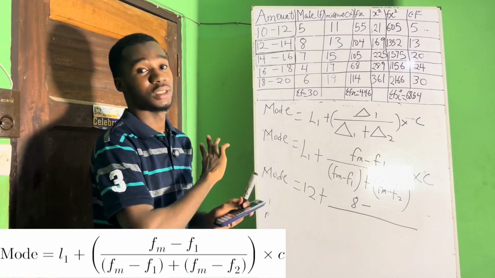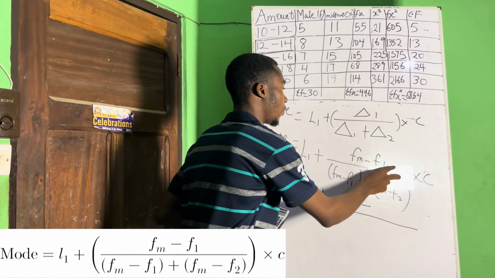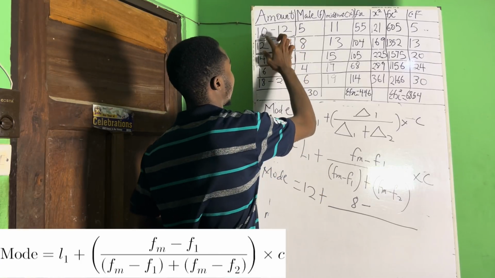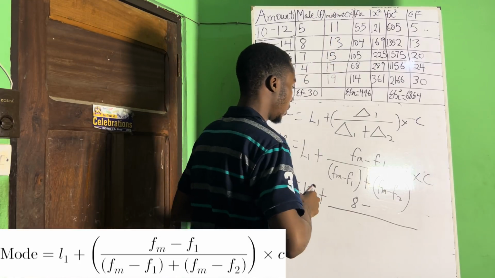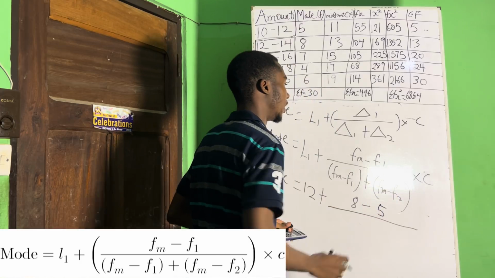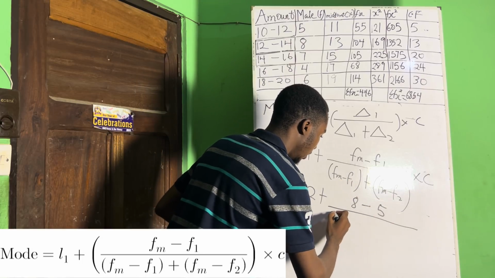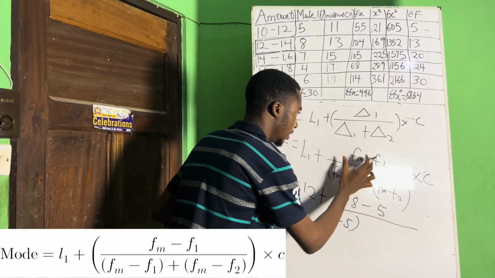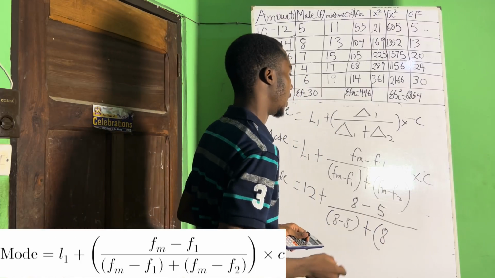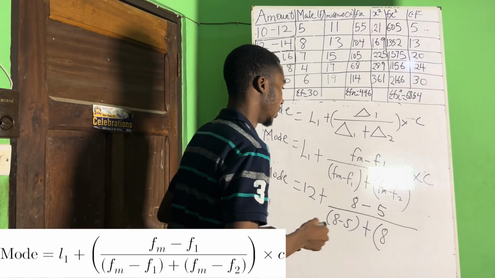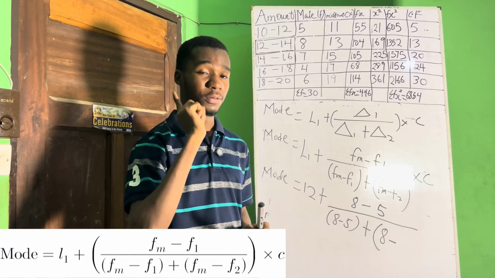If you are not going to deal with cumulative frequency, all of them is small f. So for the mode, you don't deal with cumulative frequency. So F1 is the frequency before the modal class. So this is our modal class, 12 to 14. Then the frequency before the modal class is 5. So 8 minus 5. So F1 is 5, then over Fm minus F1, which is what you just did here. Then plus Fm, which is 8, the frequency of the modal class, then minus F2. Now F2 is the frequency after the modal class.